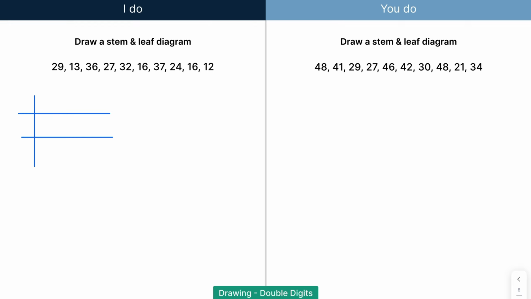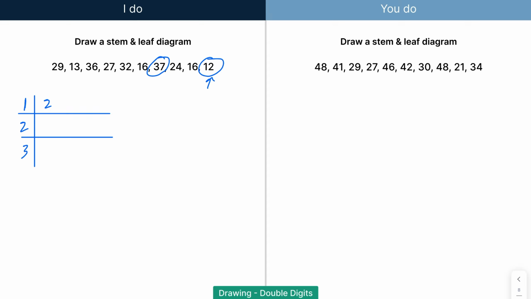Okay, so on this side we have the stem, and on this side we have the leaves. Now, how do you know what goes where? So we're going to start off by finding the smallest number. So the smallest number here is 12, and then what is the largest number? So the largest number here is 37. So with the smallest number, the stem is going to be 1, and the leaf is going to be 2. And then with the largest number, we can put that in here. That means this missing stem here is going to be 2.